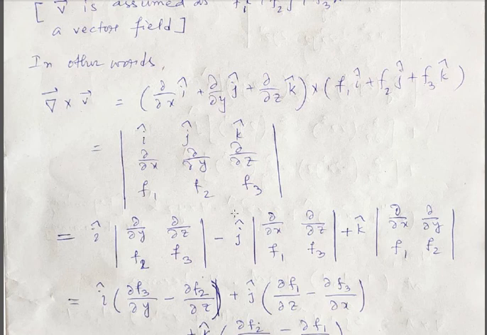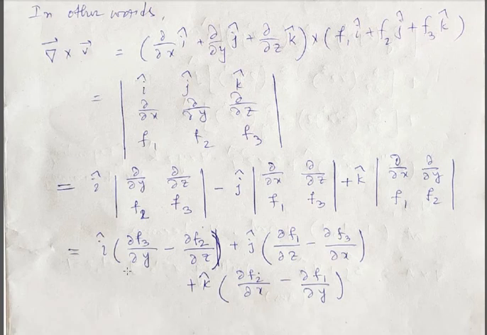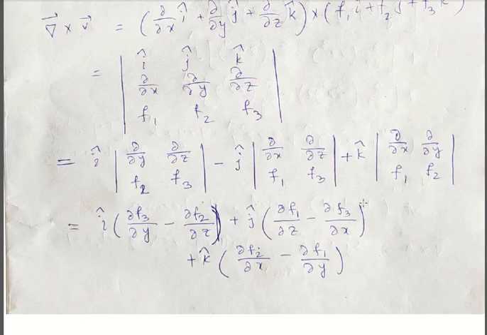The definition of the cross product is a determinant. Since these are cross products, i j k will be the first row of this determinant. The second row will be the components of the first vector, that is del/del x, del/del y and del/del z. The third row is the components of the second vector, f1, f2 and f3. Now we expand this determinant: i times this, minus j times this, plus k times this, and we get this formula.